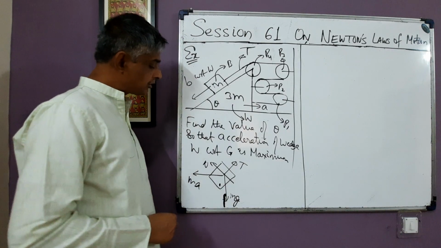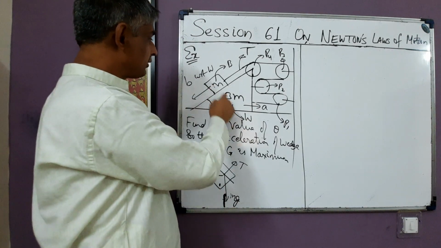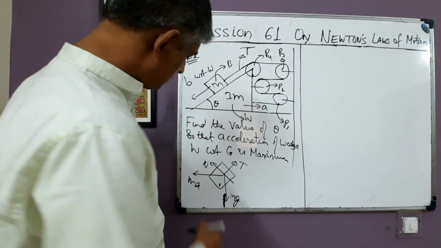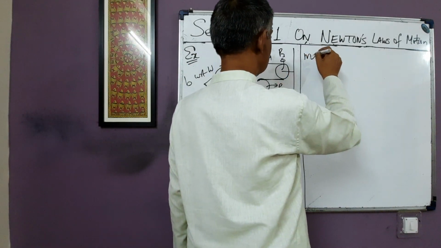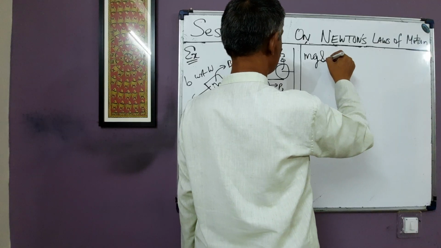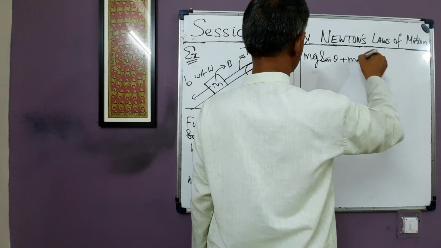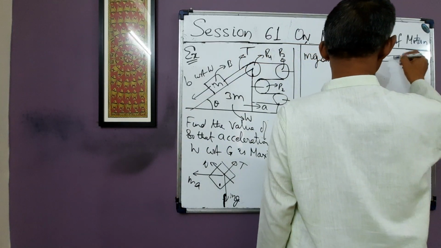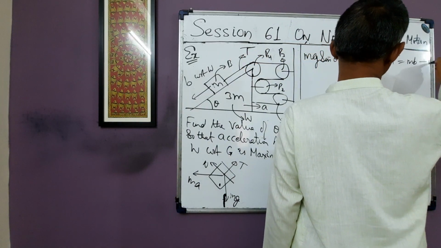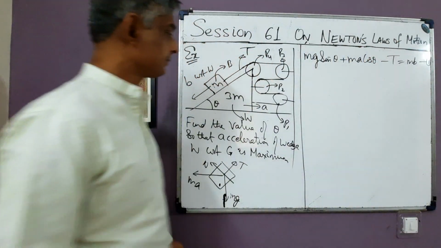Now write down the Newton's second law equation of block with respect to wedge down the incline. Alright, so what will I say? mg sin theta plus ma cos theta minus T is equal to mb. This is the first equation.